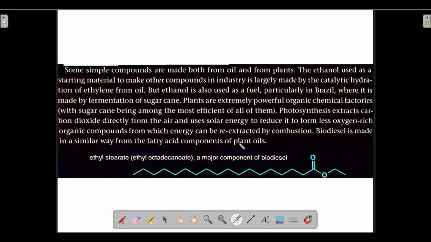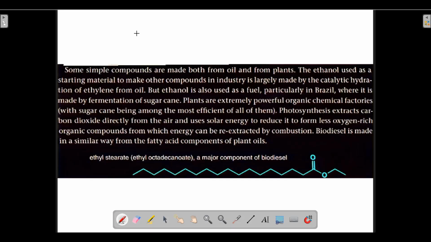When we obtain fatty acids from plant oils and undergo chemical reactions on those fatty acids, biodiesel is obtained. And what are fatty acids? Fatty acids are long chain carboxylic acids.